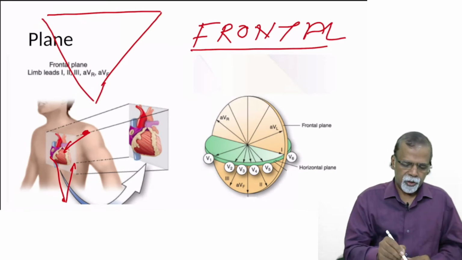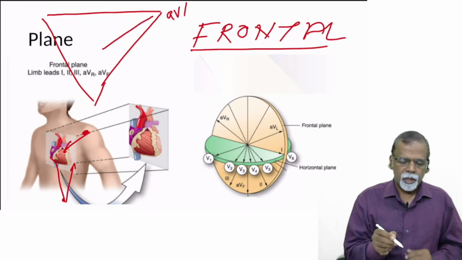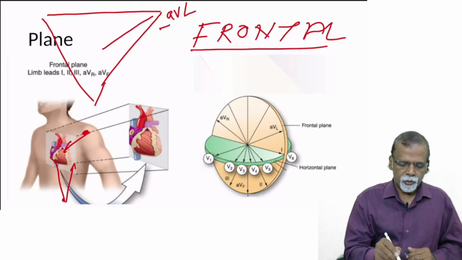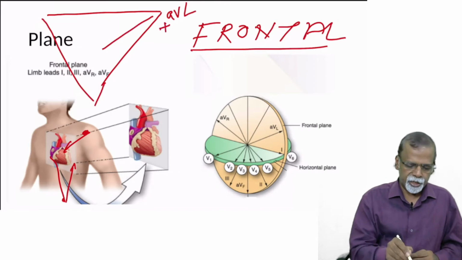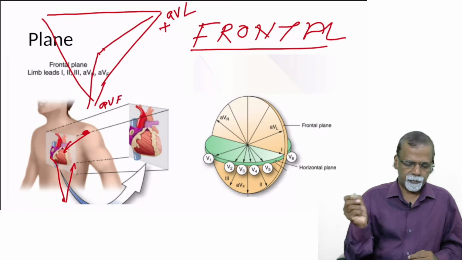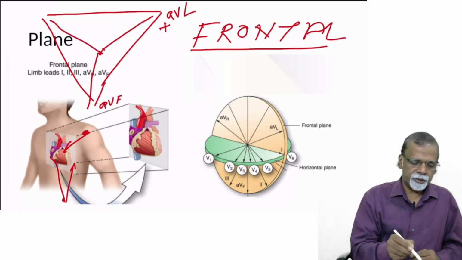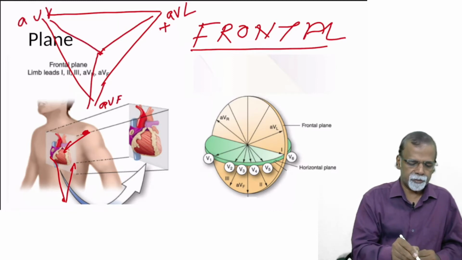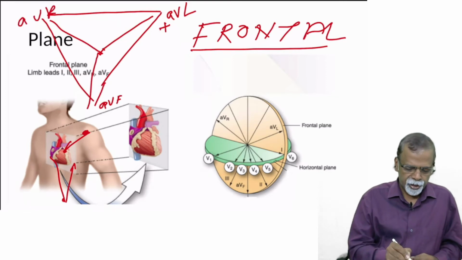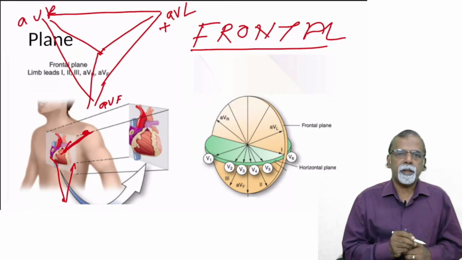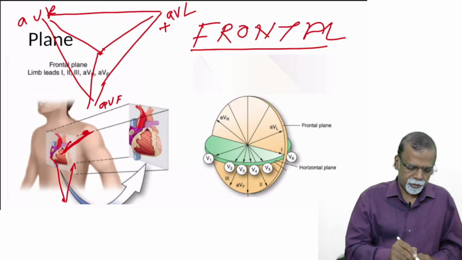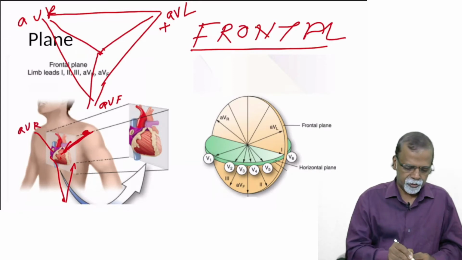When it is kept on the left arm, it is called AVL. AVL means the positive pole on the left side. When it is kept on the feet, it is called AVF. And when it is kept on the right side, it is called AVR. So this will be the position of the AVL. This will be the AVR, and this will be AVF.